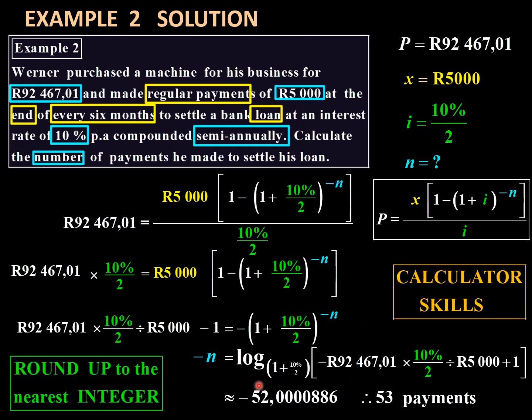So be careful there. This is quite a long calculation, so do it carefully, write down the answer and redo it just to make sure that you have done everything correctly. It's much better pressing a division instead of the fraction key on your calculator. It's much better just saying divided by that, and then do everything in one line.